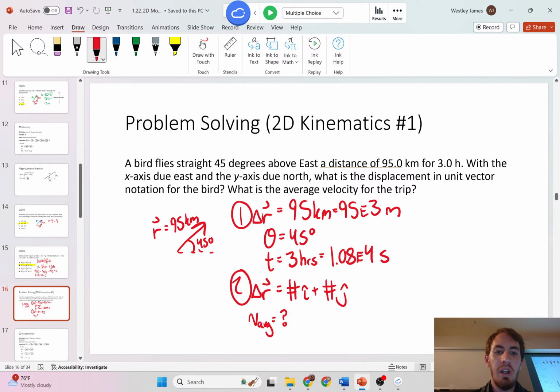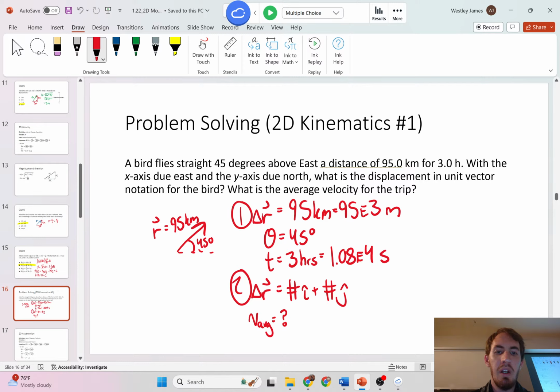Now it's bigger. Okay. So we're going to find the x component and the y component. That's what we have to do. So we want Rx, or we can just call that delta x. And we want delta y. That one's that way, that one's that way. Triangle.